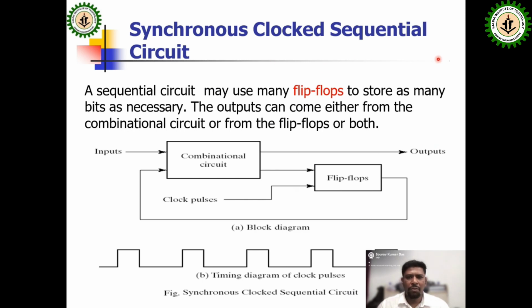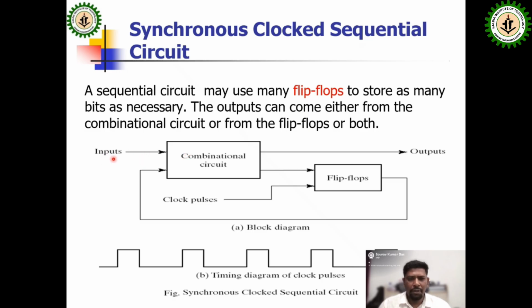Okay, so the synchronous clocked sequential circuit. A synchronous sequential circuit may use flip-flops to store as many bits as necessary. The output can come either from the combinational circuit, or from the flip-flop, or both. A flip-flop is nothing but a memory device that stores the output after the operation.